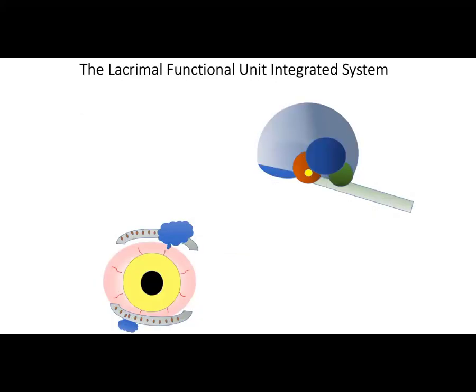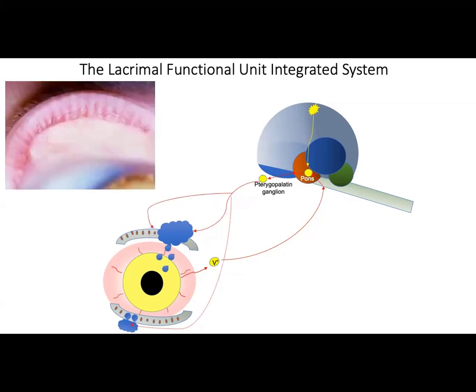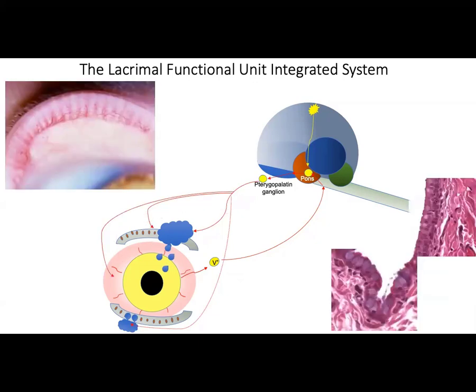The lacrimal functional unit is an integrated system comprising the ocular surface with sensory nerve endings, the interconnecting afferent innervation to the pons, where also emotional stimuli may have an effect, the efferent innervation to stimulate lacrimal glands, meibomian glands, and conjunctival goblet cells.